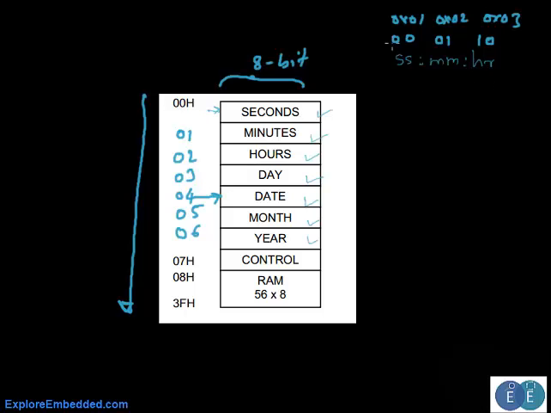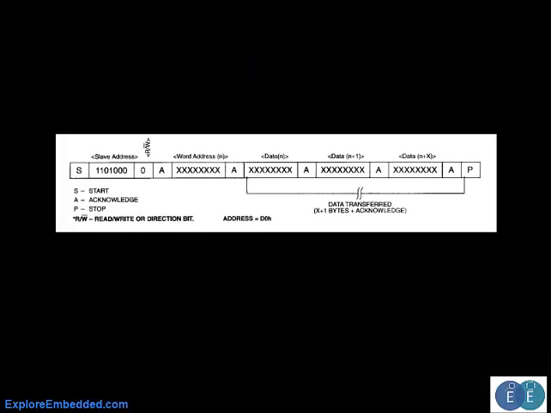So the time would be locations 0, 1 and 2, and the date starts from location 4. This is DD, MM and YY, and the locations for these would be 04, 05, 06. So whenever you read or write time from the microcontroller, the address should be this. Okay, so let us go ahead and look at the communication protocol.